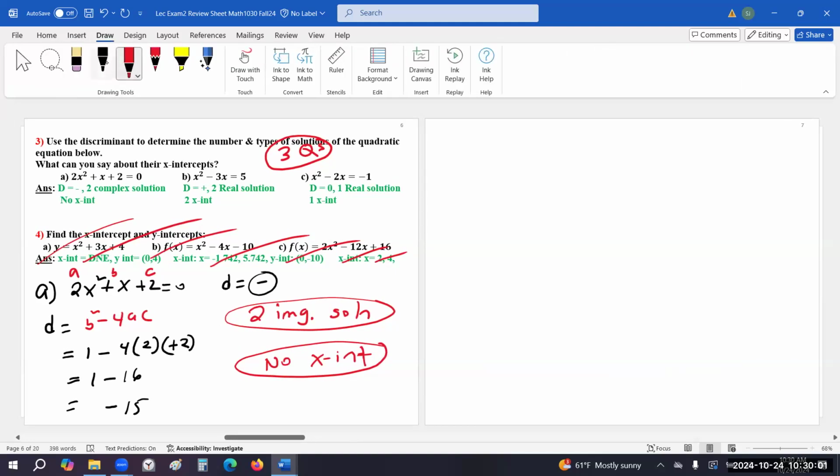Next we have B. Negative 15. No, it wasn't solution, it was discriminants. So the solution is x equals negative b plus minus square root of negative 15 over 2a.